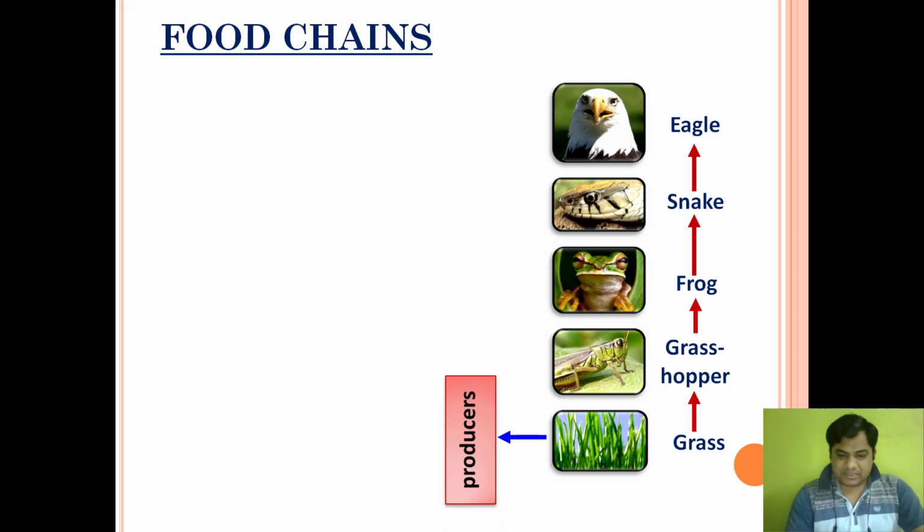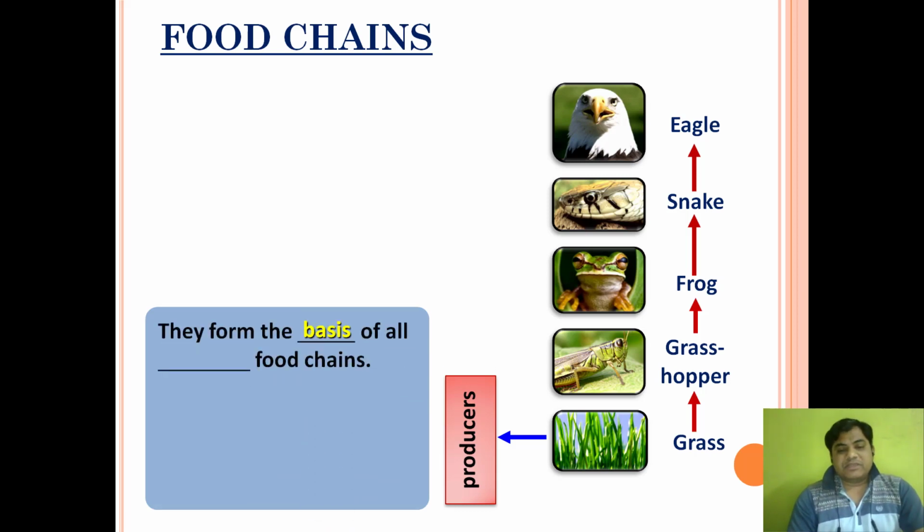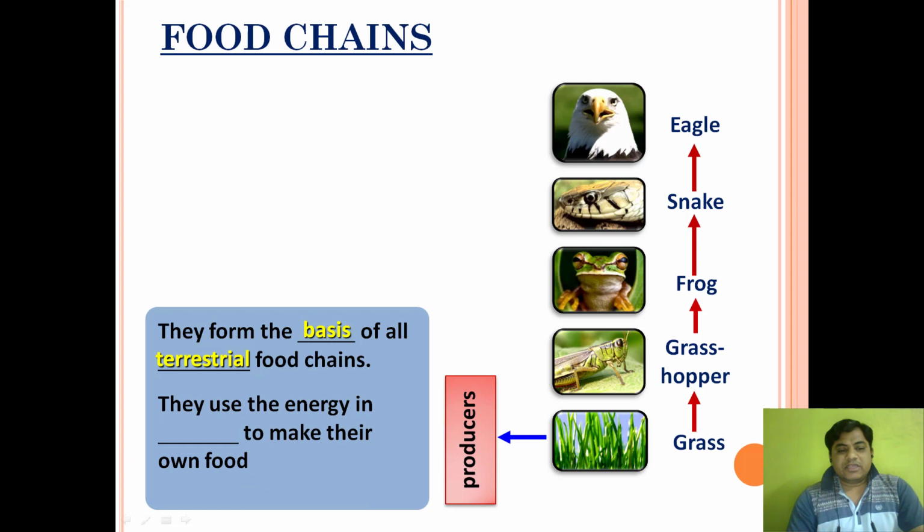Now see here, the grass, they are the producers. I have told you from the beginning that the grass or the green plants are producers. They produce their own food, and they form the basis of all terrestrial food chains, no doubt. The grasses use the energy in sunlight to make their own food through a process called photosynthesis.